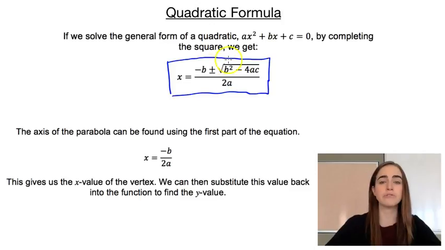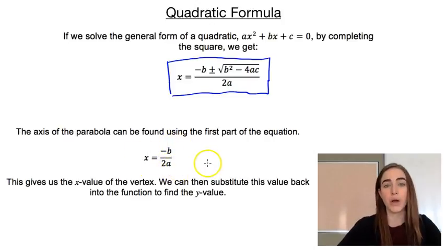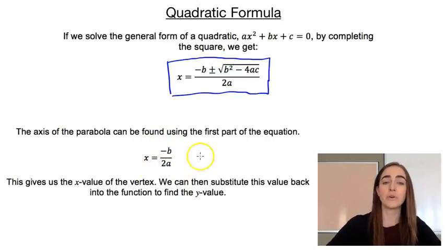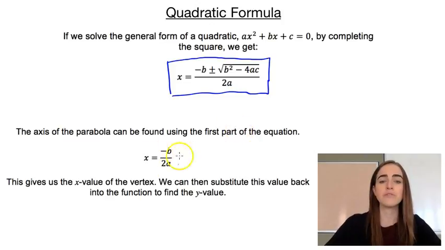The other thing that we can pull from this quadratic formula is the axis of the parabola, and from that we can find the coordinates of the vertex. If we use just the first bit, minus b over 2a, that gives us x equals minus b over 2a, and that's going to give us the x-coordinate of our vertex. Once we've got that number, we can substitute it back into our original equation and solve for y to get the y-coordinate of our vertex.